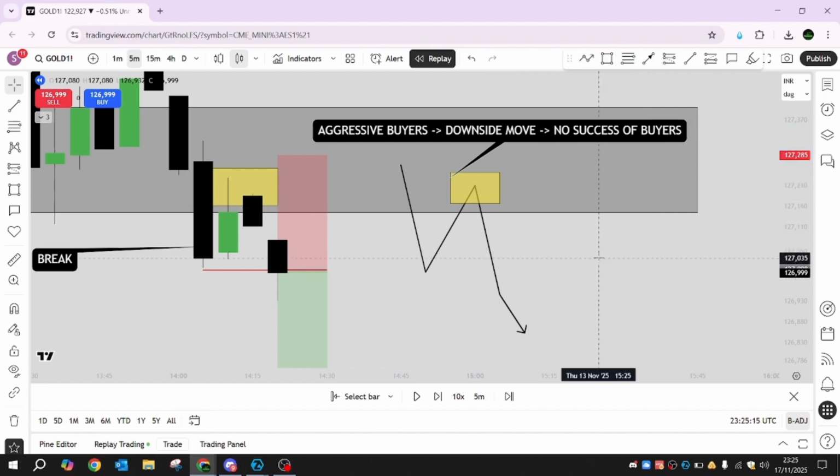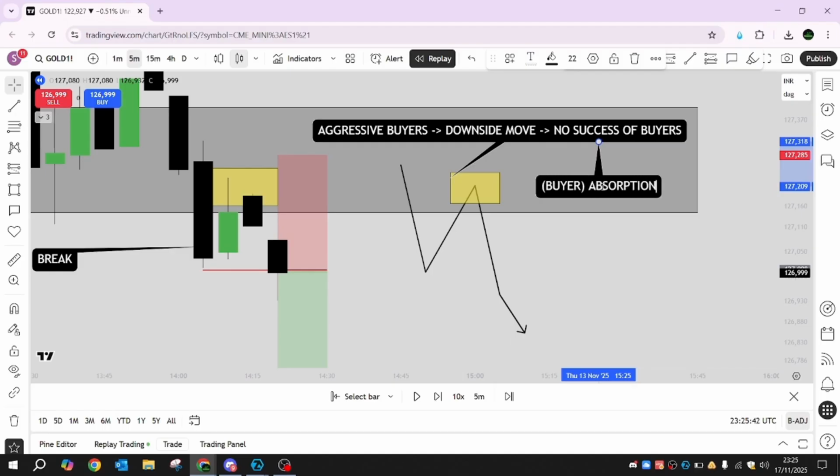And this is very important to understand. If you're looking for a rejection or a reversal on gold or any kind of asset class, you need to fundamentally have your key level, look for buyers and sellers inside the key level, and see who is aggressive and who is not being rewarded. Now, this concept of who is aggressive and who is not being rewarded, we call this absorption. So no success of buyers, what we call an absorption. Specifically, it's an absorption of buyers. So I'm just going to write absorption.